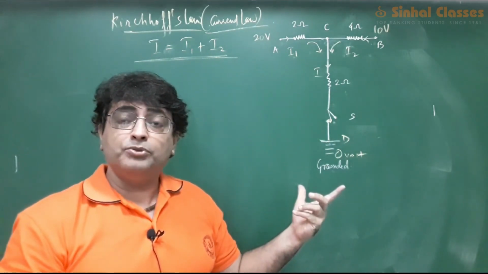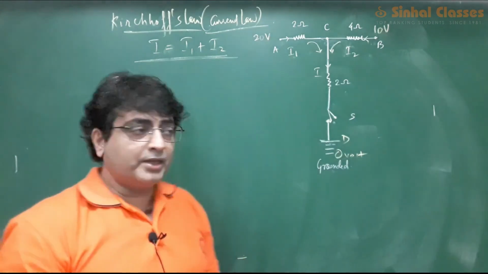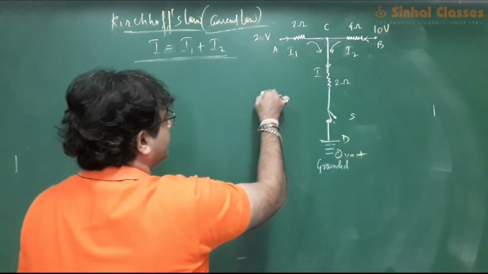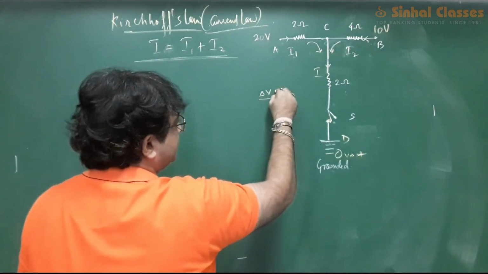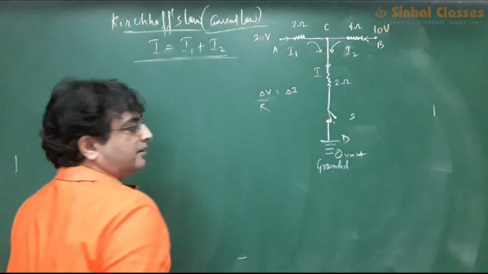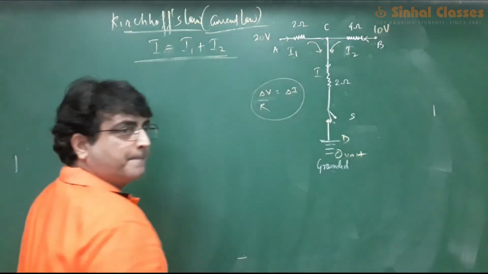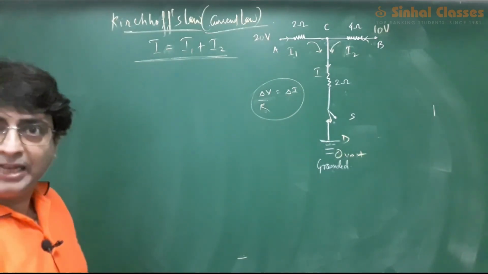Current is given, current is asked. What is the formula for I? See, here it is simple. I'll use Ohm's law. Delta V is equal to delta I into R. So can I say delta V by R will be equal to delta I? That means the difference in potential divided by resistance will be equal to the current flowing through it. Yes, simply I'll be using Ohm's law.